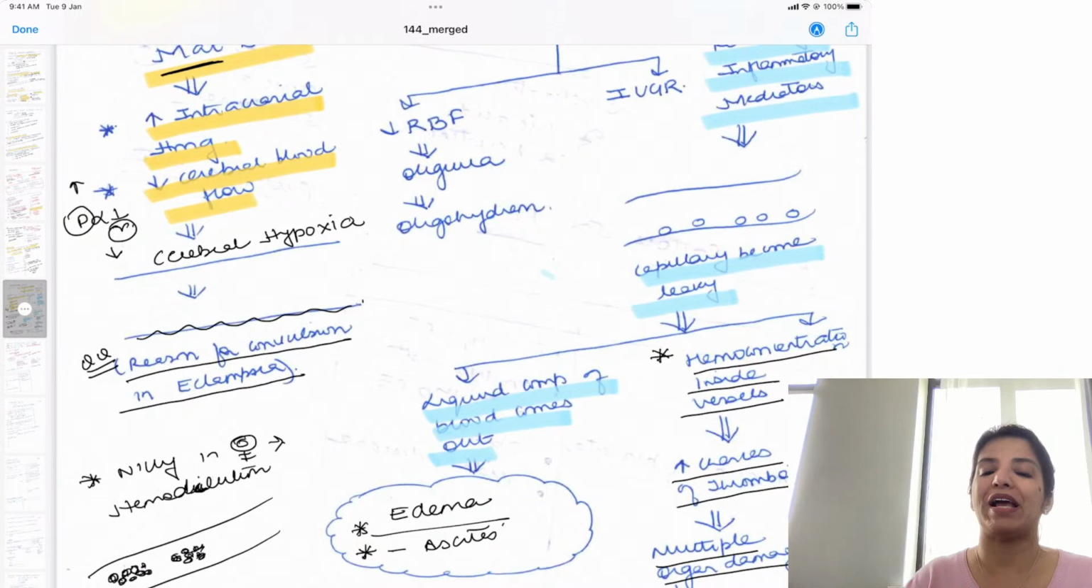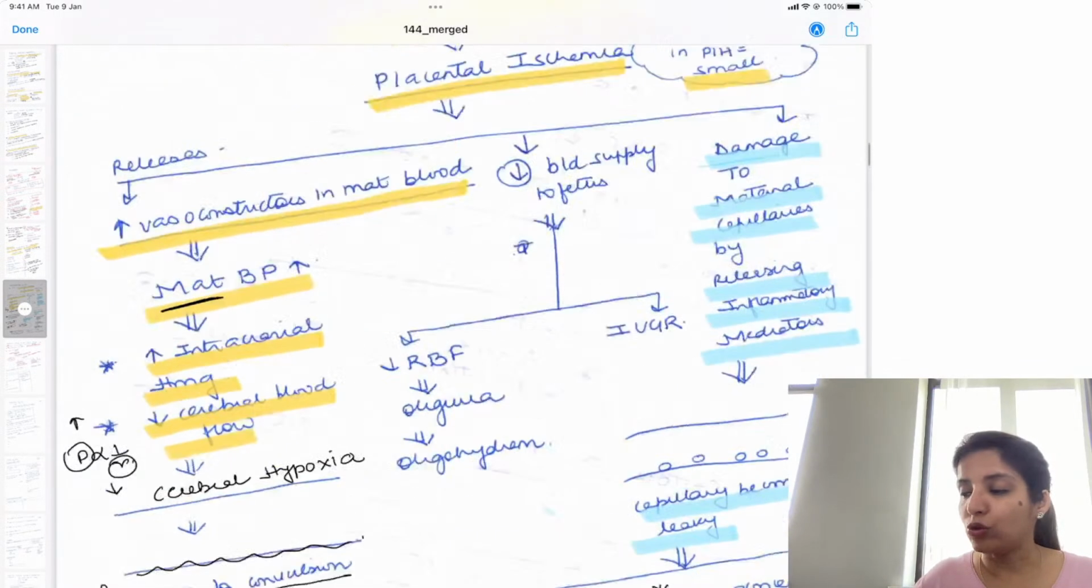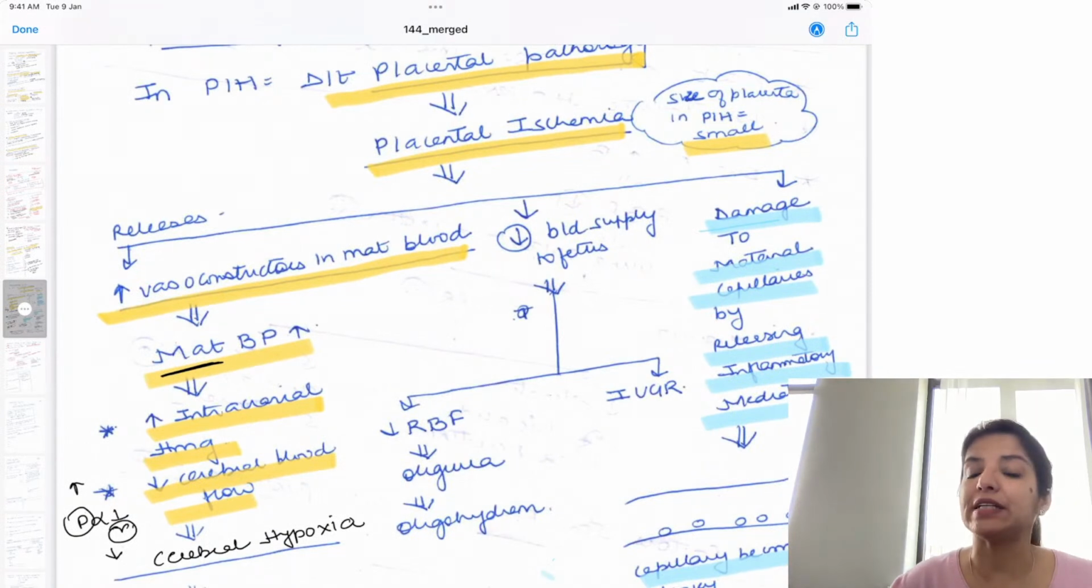Now, as I told you, placental ischemia not only affects the mother, placental ischemia will also affect the fetus. And I also told you that because of placental ischemia, the size of the placenta becomes small. So if there is placental ischemia, that means now the amount of blood which is going to the fetus will decrease. If the size of the placenta has become small, obviously the amount of blood which goes to the fetus decreases.